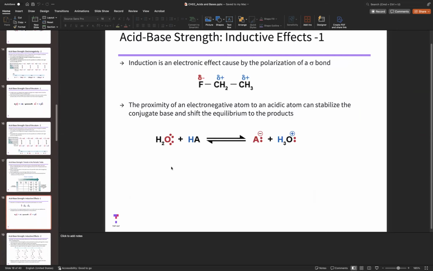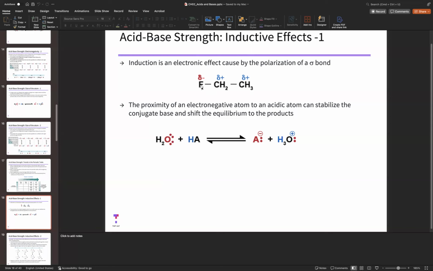Now the other 3 or 4 smaller factors that determine the strength of an acid, they are a bit more structure dependent. They are not dependent on large trends on the periodic table, but they are dependent on the structure of the compound. The next trend is called the inductive effect trend. Inductive effect has to do with polarization of a bond because of a highly electronegative atom.